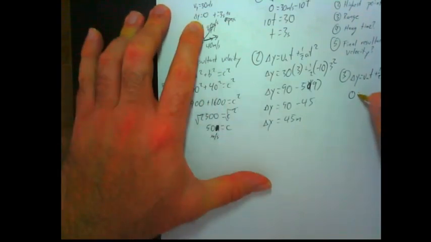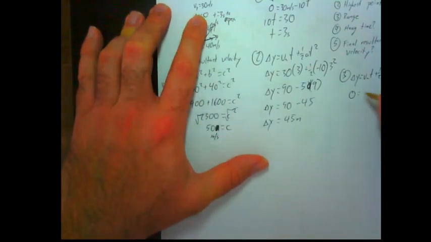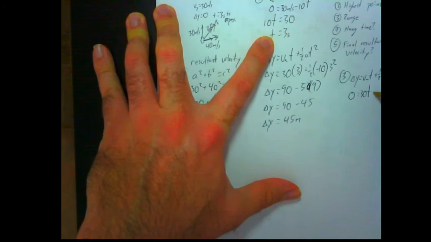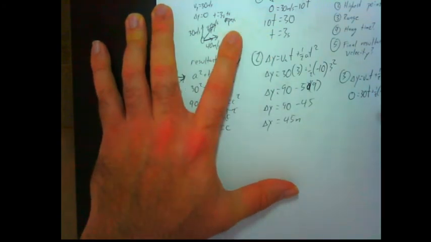Let's do delta y equals ViT plus 1/2 at squared. Delta y is 0, right? Because it went up and came back down. Vi is 30 times time. This is not our time. This was the time on the way up. We want the total time, way up and back down, minus 10t squared. So 0 equals 30t minus 5t squared.